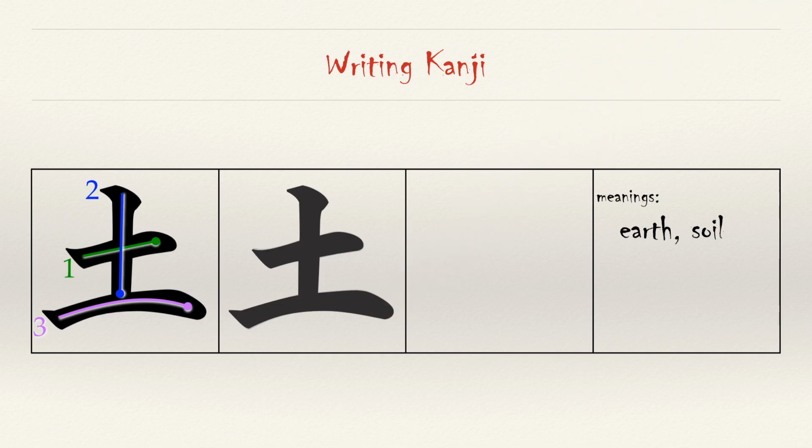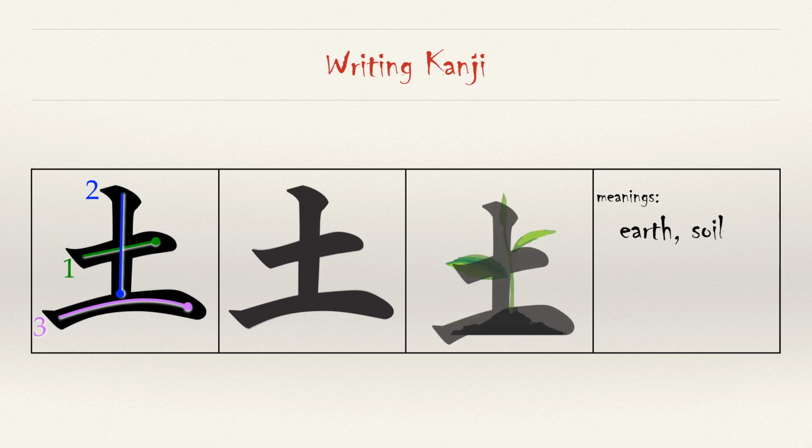This is also a pictograph. It began as a seedling starting to emerge from the soil. It's easy to see how it got simplified to this. There are 3 pronunciations for this character. The most common on reading is do. However, to is also used. The kun reading is tsuchi.